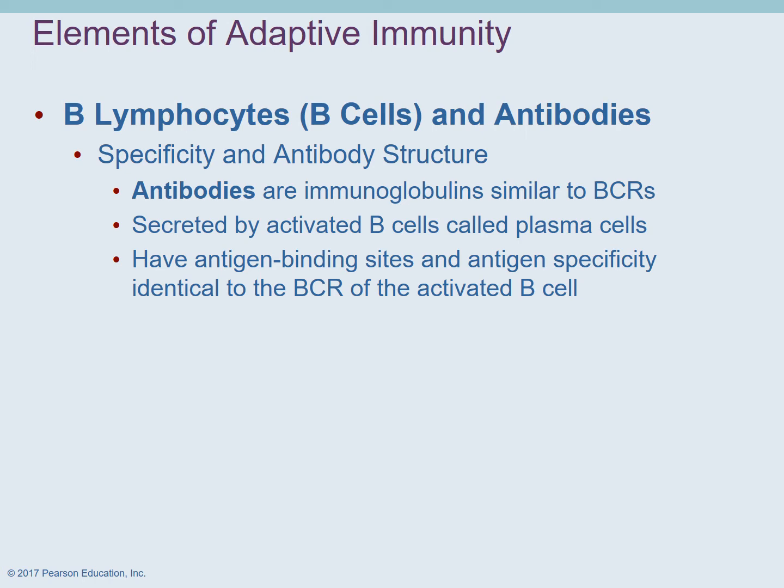Antibodies, this is what you make. Antigen is something that is foreign. Antibody is something that you make. It is made by certain activated B cells that are called plasma cells. What are antibodies? They are what we call immunoglobulins, a type of protein. And there are certain sites where they can bind to a specific antigen.